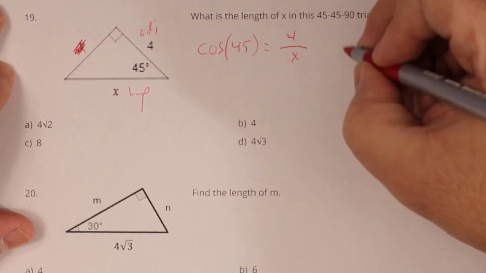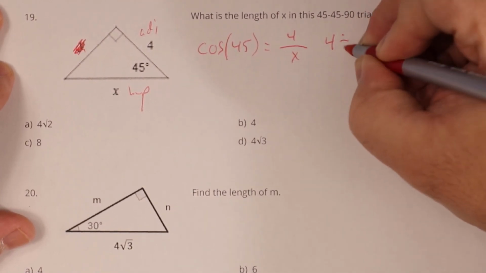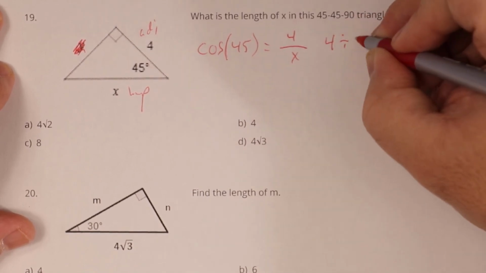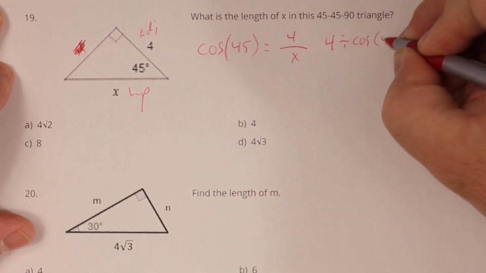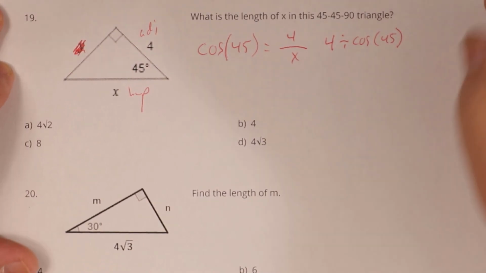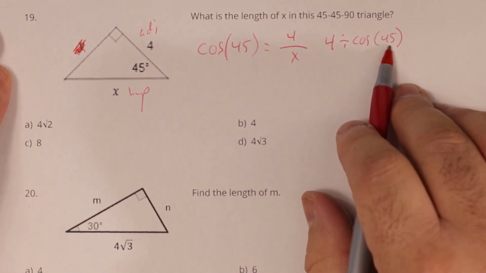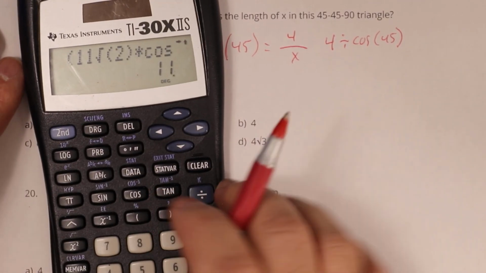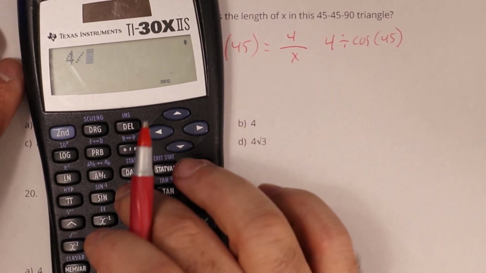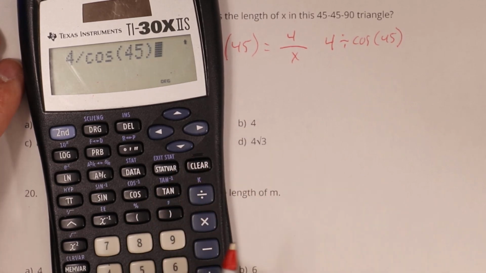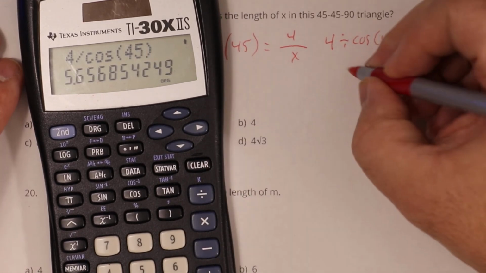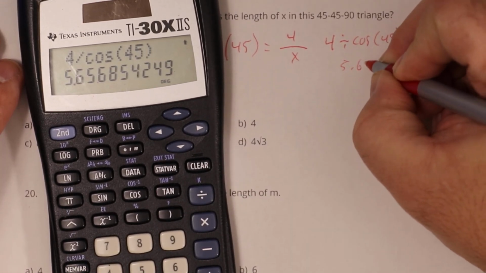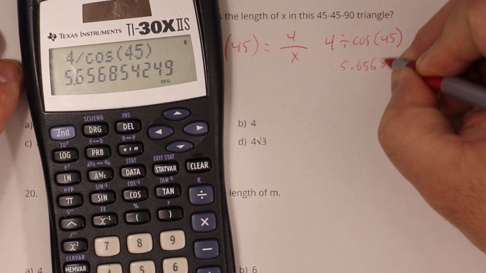And I put it into my calculator like 4 divided by, since the x is on the bottom, cosine of 45. Putting that in the calculator, I'm going to get a decimal. 4 divided by cosine 45. I'm gonna write it down: 5.6568 and so on.